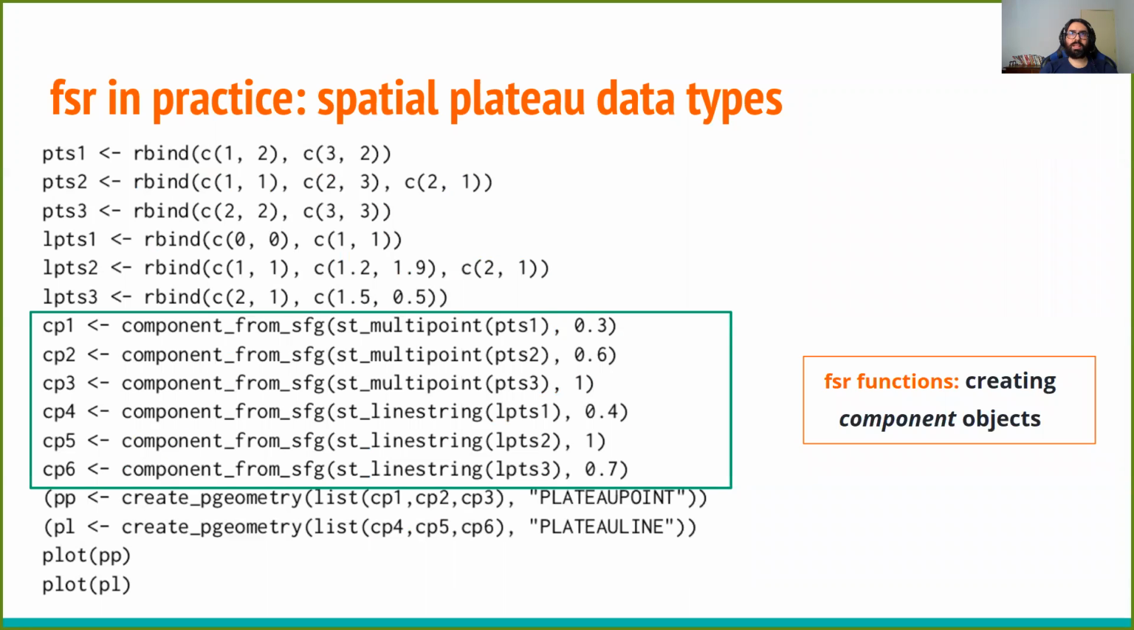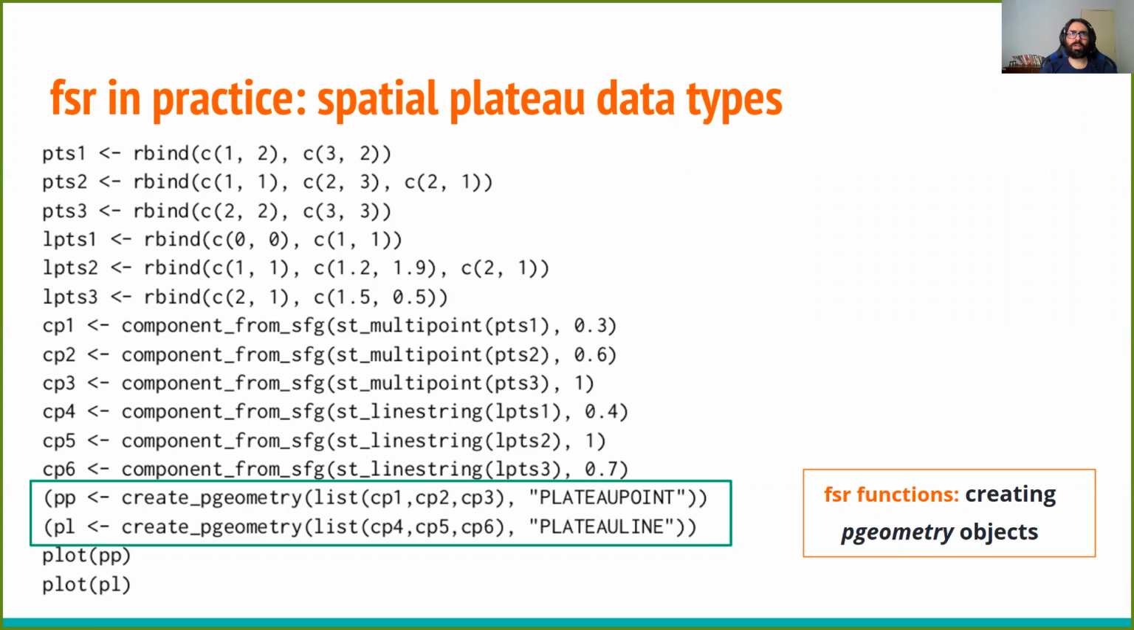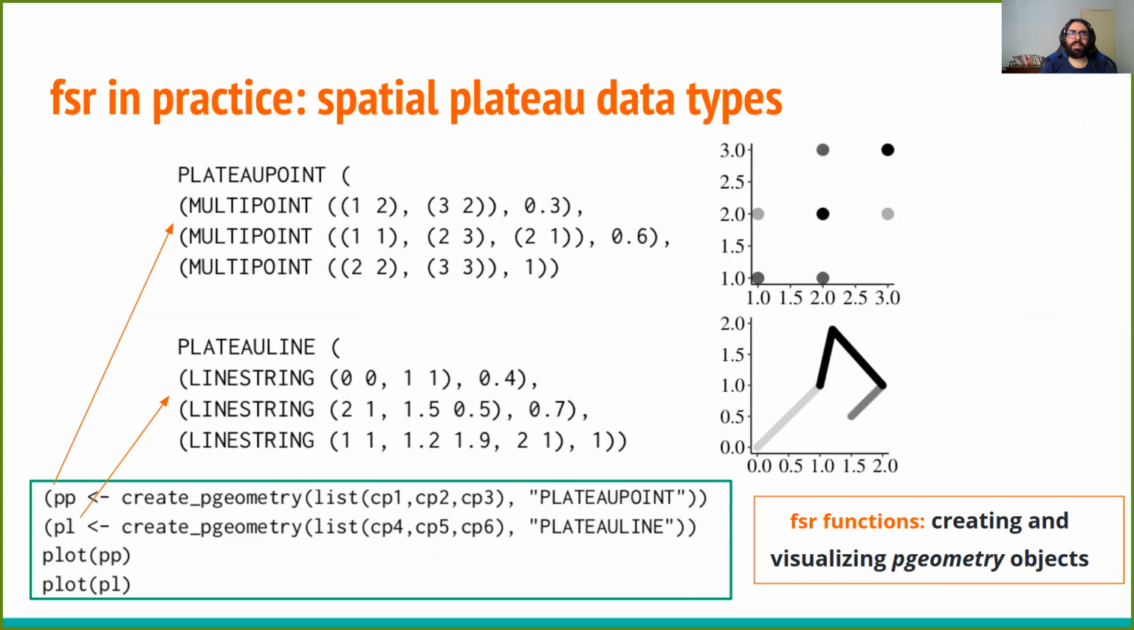crisp objects. A component consists of a crisp spatial object and a membership degree between 0 and 1. In this case, we employ the package sf to deal with crisp spatial objects in FSR. Then the program builds a plateau point object and a plateau line object. The class implementing a spatial plateau object in FSR is called pgeometry. Here are two examples of spatial plateau objects. We show them by using textual and graphical representations.